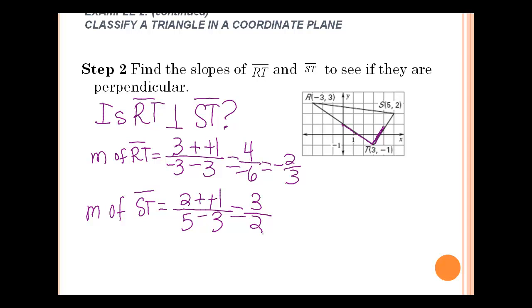Now let's compare these. In order for them to be perpendicular, we need to have our slopes be opposite reciprocals. So looking at these two, they have the opposite sign and the fraction is flipped, so they are reciprocals. So yes, this is a 90-degree angle. And since it's a 90-degree angle, we know we've got a right angle in our triangle. So we're going to call it a right triangle.